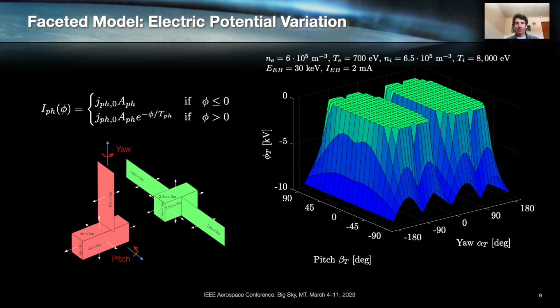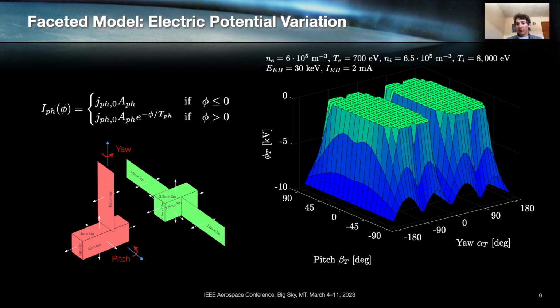So on this slide, I'm showing how much the equilibrium potential of the spacecraft can vary if we change the orientation of the spacecraft. We use yaw and pitch angle to change the orientation, and then, considering the plasma currents, the secondary electron emission, the photoelectric current, and the electron beam current due to a servicing satellite, we compute the equilibrium potential.